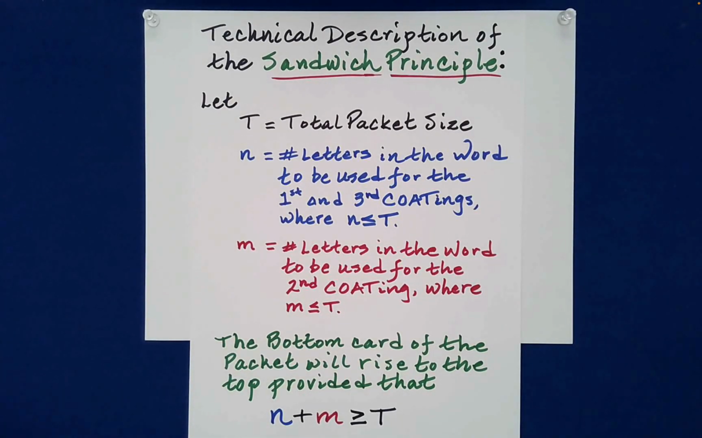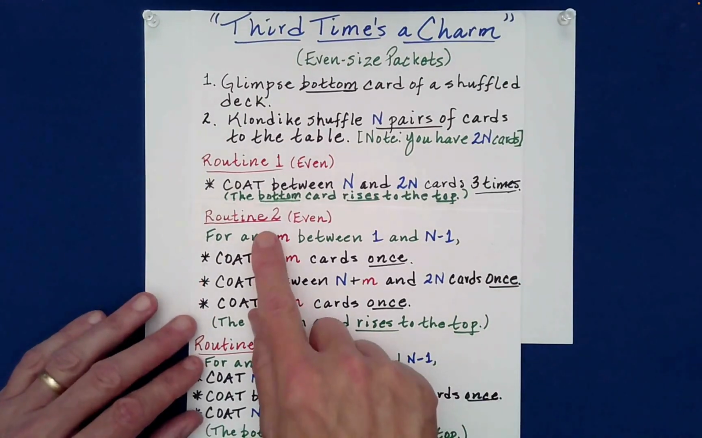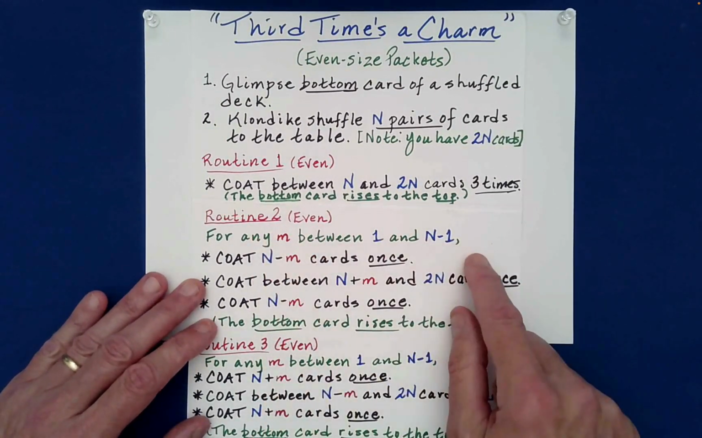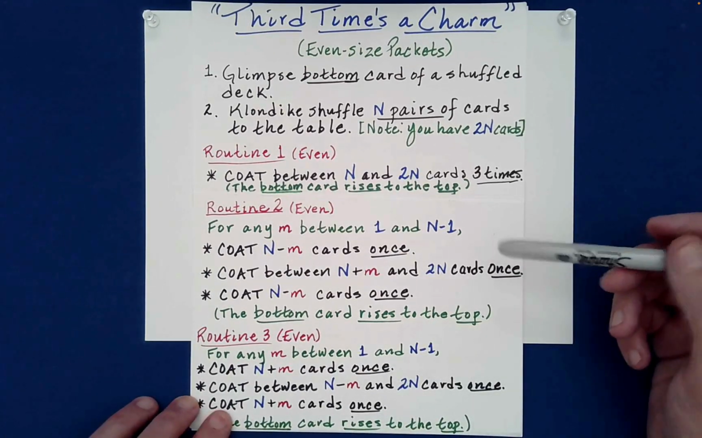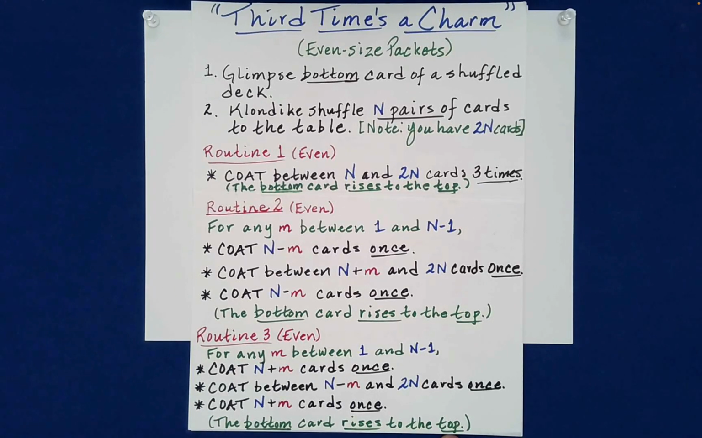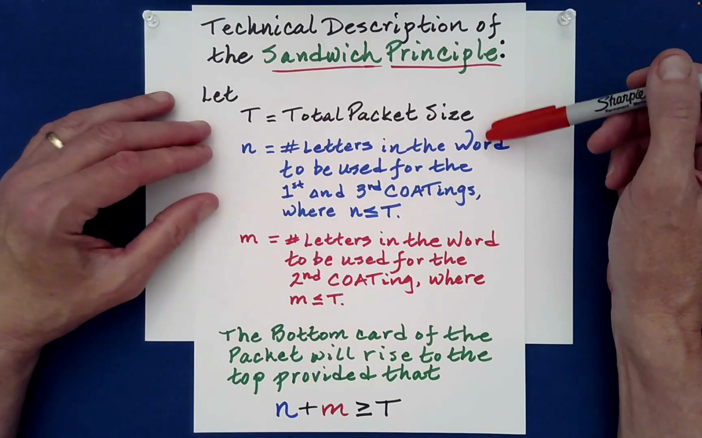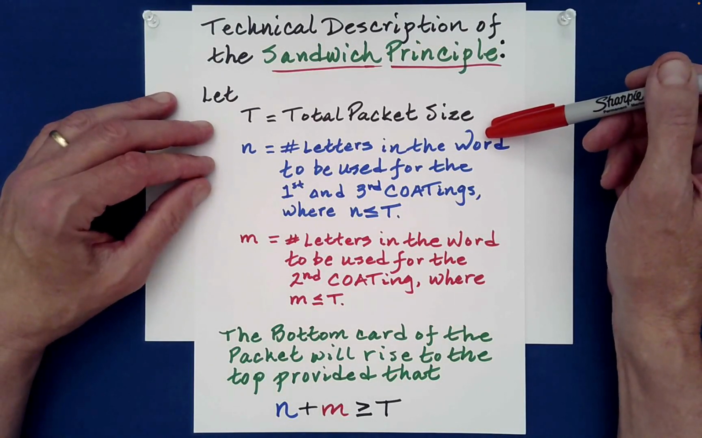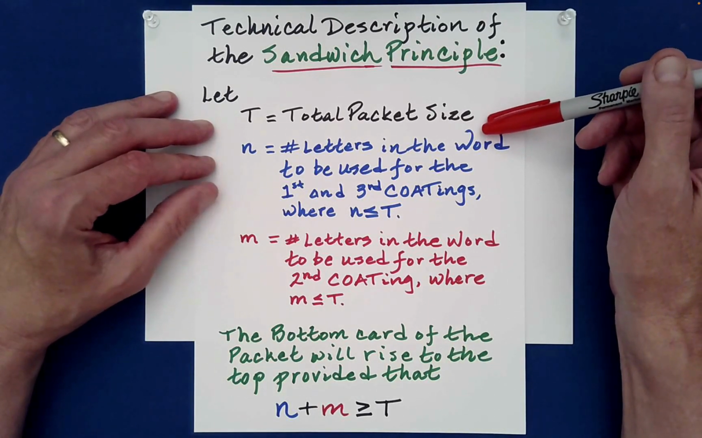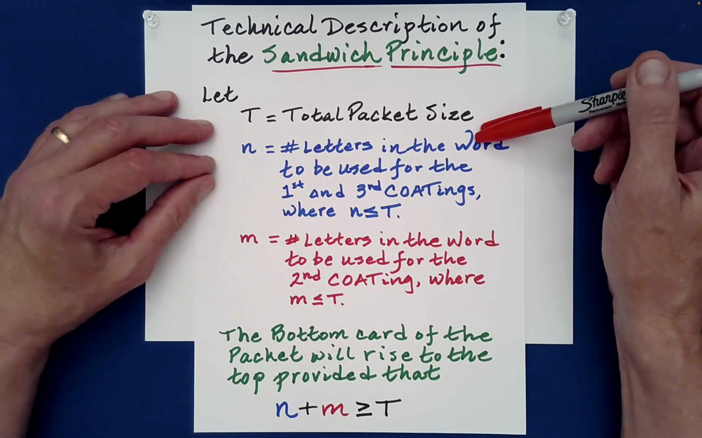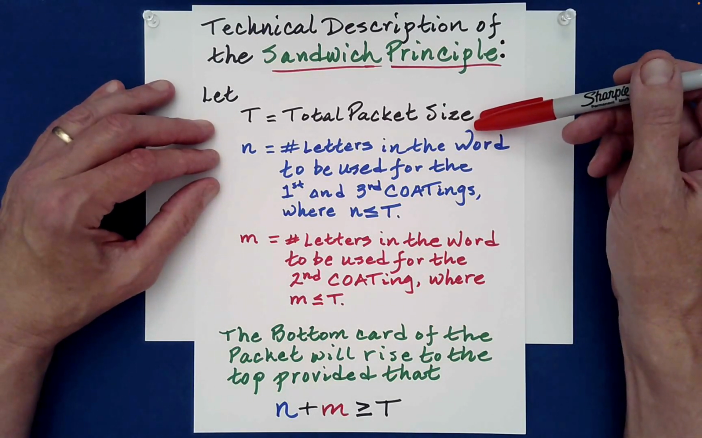And I do want to tell you that what I'm showing you now technically covers not only what we've been talking about with this routine 2, but also it covers and explains routine 3. So if you want to come back to this write-up later, what I'm going to show you now actually covers both of these cases here. Okay, so we'll let T, capital T, represent the total packet size. Now, up till this point in the presentation, it's been 2N, because we were Klondike shuffling N pairs to the table. Well, we don't need to restrict ourselves to an even number for the packet size. It can actually be any packet size.